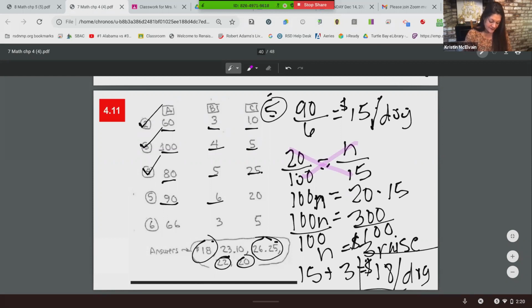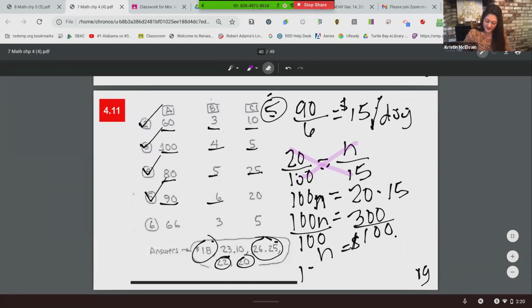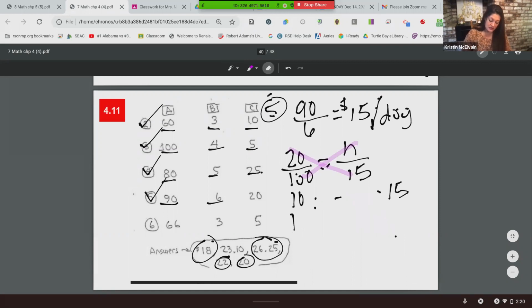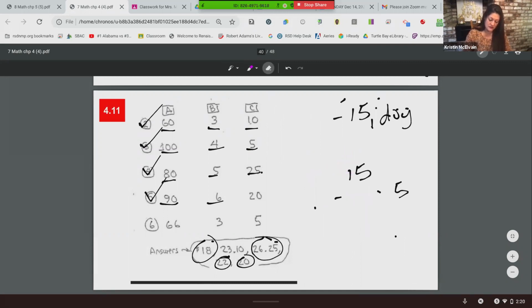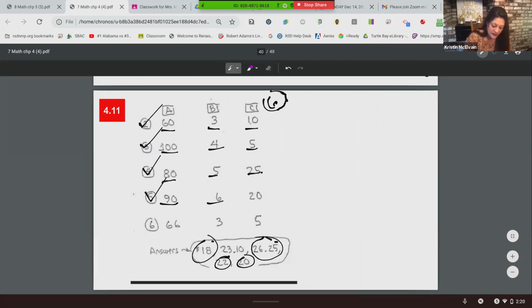Here it is. All right, so number 6 looks like 2310. It's going to challenge us, huh? Ready. Okay. There we go. All right. Number 6. We have $66 for 3 dogs. It's going to be $22 per dog.